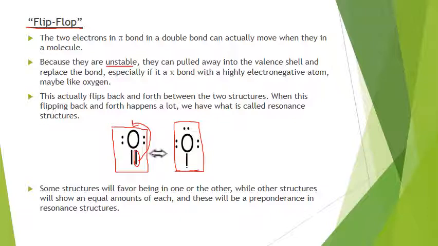You're going to have to remember this because it can flip back and forth between a double bond and two lone pairs, and a single bond and three lone pairs. But it's the same amount of electrons. So it's 1, 2, 3, 4, 5, 6, 7, 8. 1, 2, 3, 4, 5, 6, 7, 8. Okay? So pi bonds can flip-flop if they're on a highly electronegative atom.